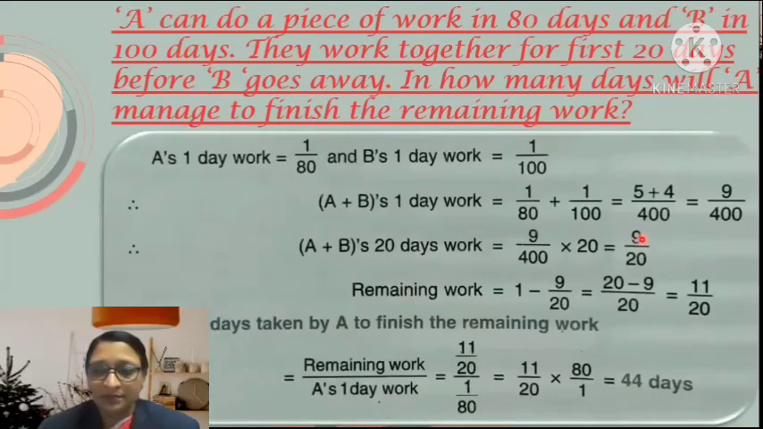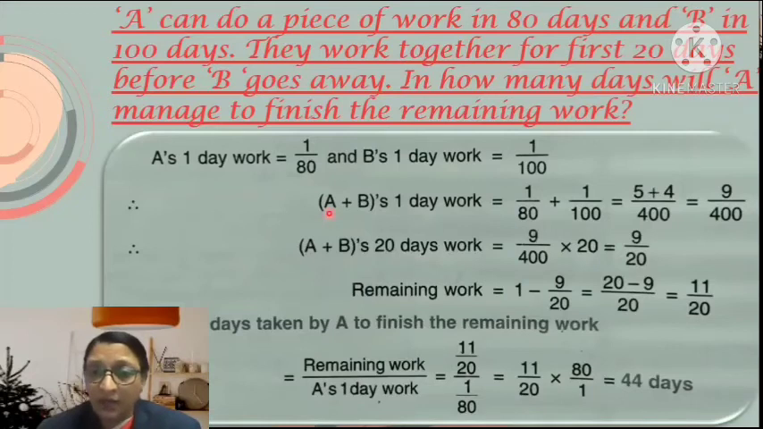Here, A's one day work is 1 upon 80. Since he is doing a piece of work in 80 days, his one day's work is 1 upon 80. And B is doing the work in 100 days, so B's one day work is 1 upon 100. We have just discussed the formula; in that, the same thing was given.